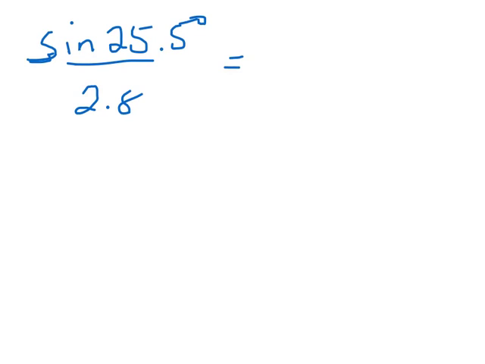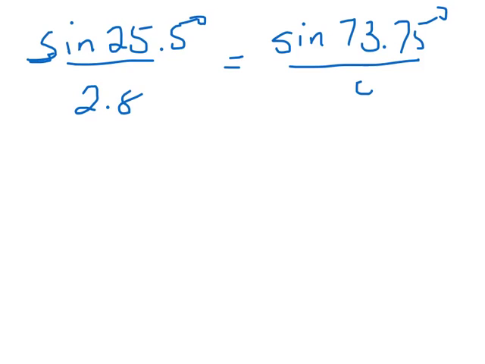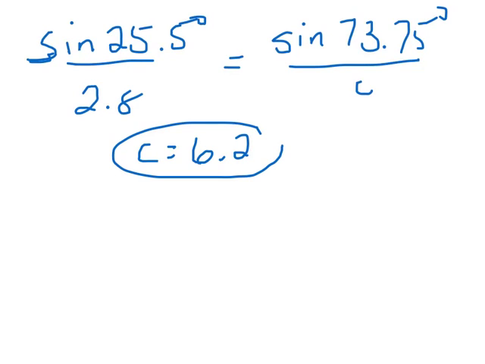I can't see the slide once I go to a new sheet. So it was sine 25.5 degrees over 2.8. And we're trying to find side C now, and wasn't angle C 73.75 degrees? Okay. Over, we'll call it little c. So we need to do this one. Okay, so I think we get 6.2 there.